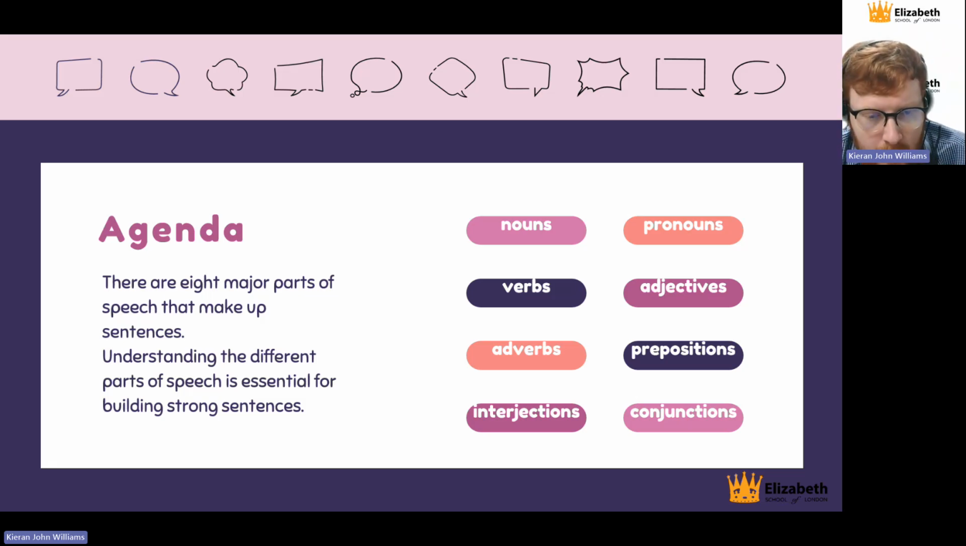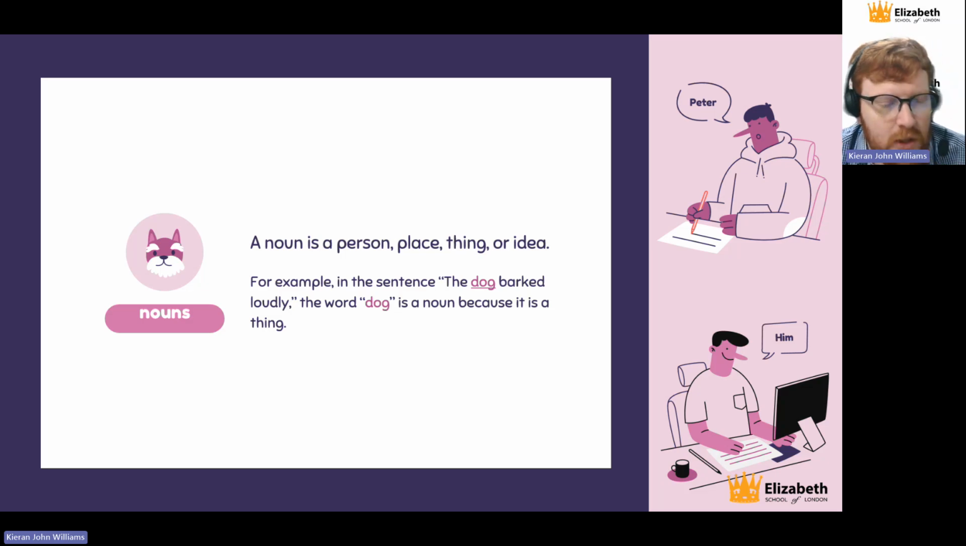Every sentence needs at least a noun or a pronoun plus a verb, but now we are at our degree level courses, we need to be writing more complexly. So this is why we need to use all of these if we can in order to make our language more sophisticated. So the first thing we're going to have a look at is nouns.